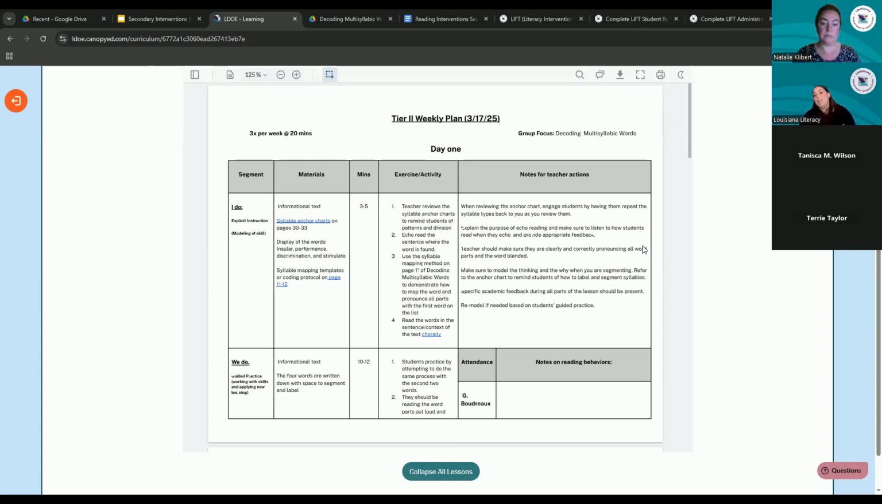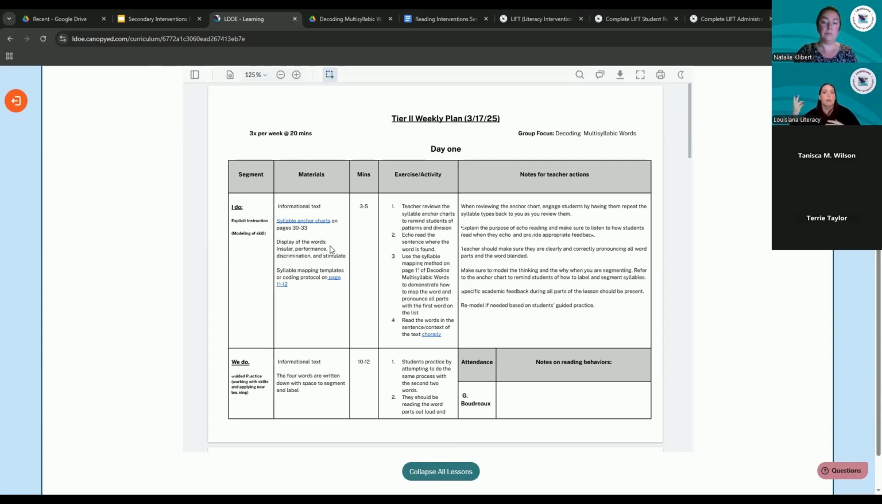I'll demonstrate one time though with the first word. If you look in my materials, I've displayed the words insular, performance, discrimination, and stimulate to be the 4 words that we work with, because remember, I only have 20 minutes. I'll take the first word and show them that syllable mapping demonstration of how I want them to do that with the other words.